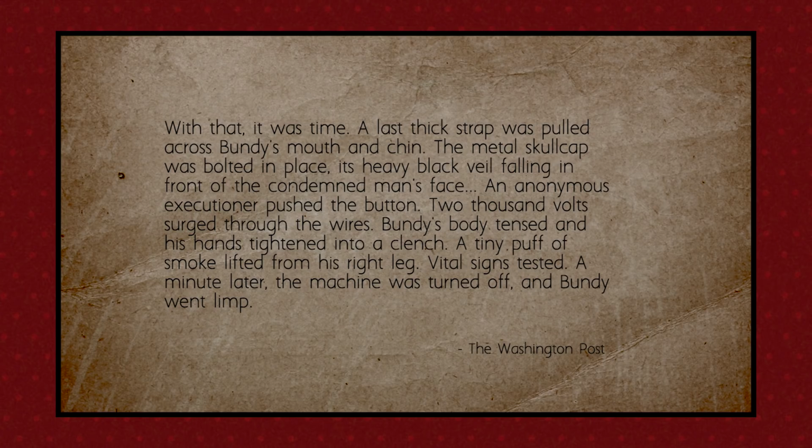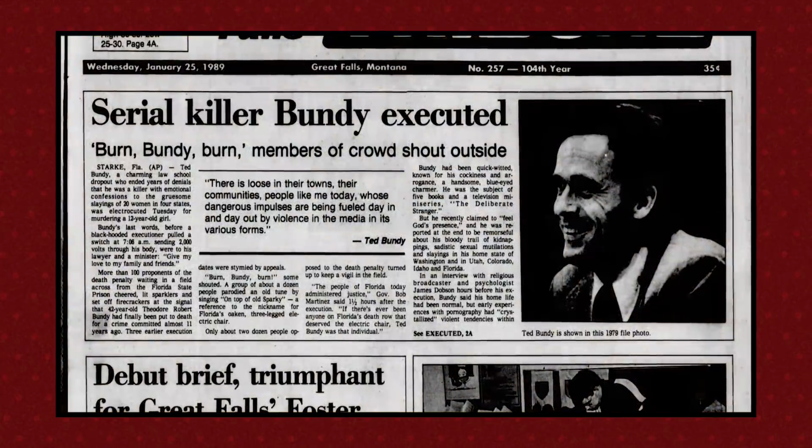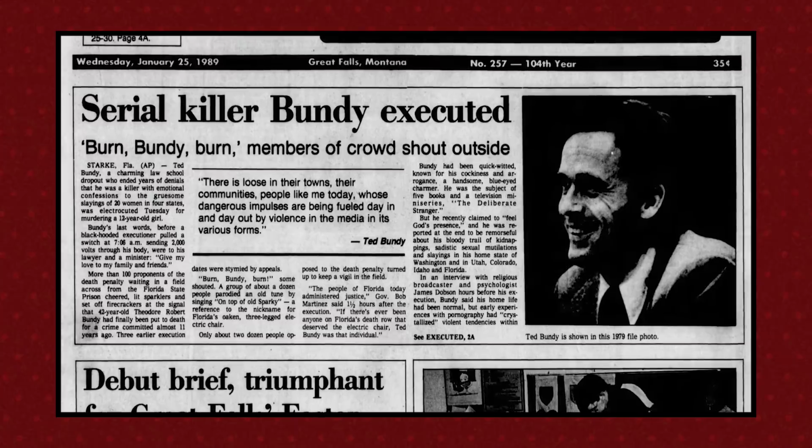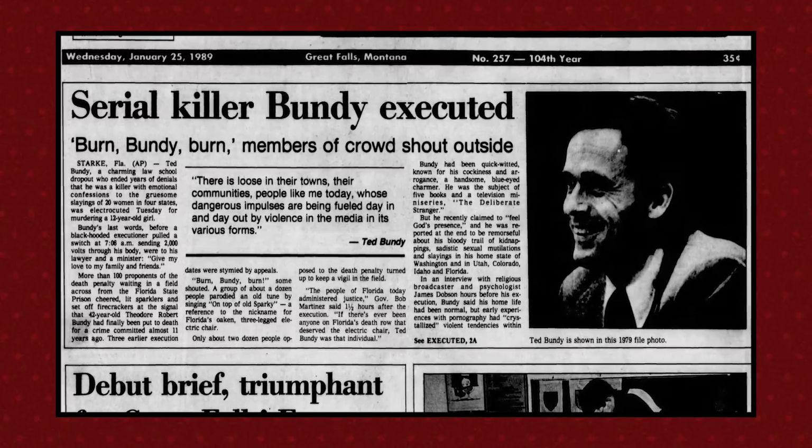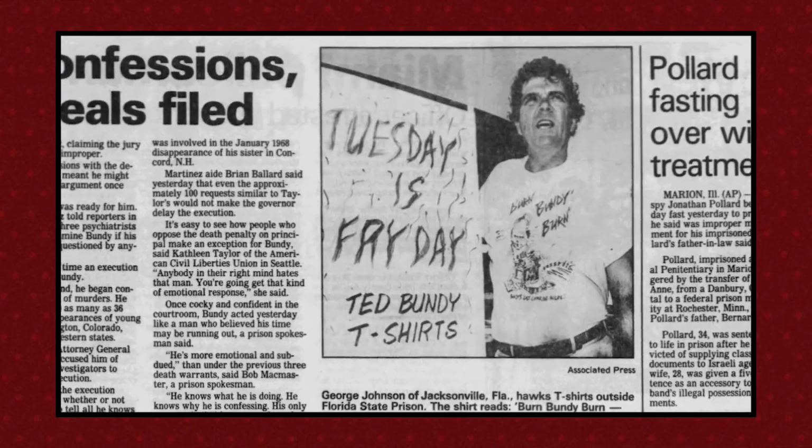2,000 volts surged through the wires. Bundy's body tensed and his hands tightened into a clench. A tiny puff of smoke lifted from his right leg. Vital signs tested. A minute later, the machine was turned off and Bundy went limp. He was pronounced dead at 7:16 a.m. Across the way, a crowd was chanting, 'Burn, Bundy, burn!' A chorus that would echo into today.